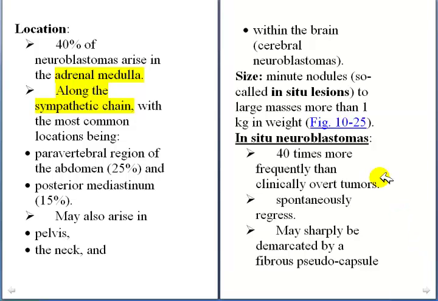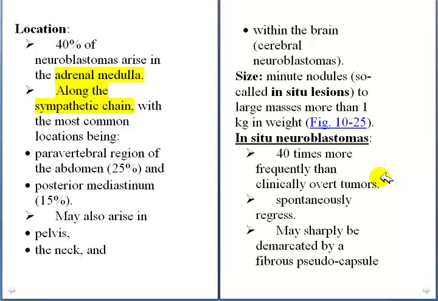And what is the location? Well, 40% of neuroblastomas arise in the adrenal medulla. The rest arise along the sympathetic chain, because we've already discussed these two are the most important locations for neuroblastoma tumors. Along the sympathetic chain, the most common locations are the paravertebral region of the abdomen in 25% of the cases, and the posterior mediastinum in 50% of the cases. These tumors may also arise in the pelvis, neck, and within the brain. And obviously, if they are present within the brain, they are called cerebral neuroblastomas.